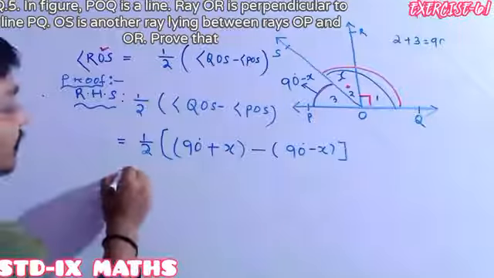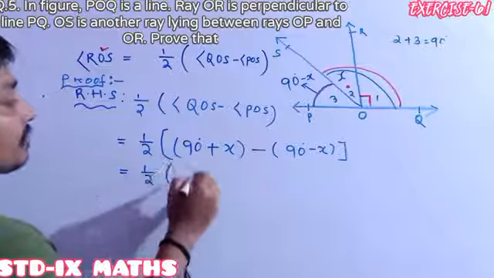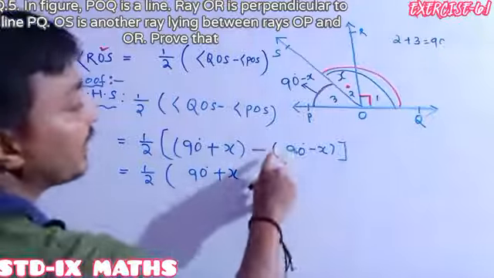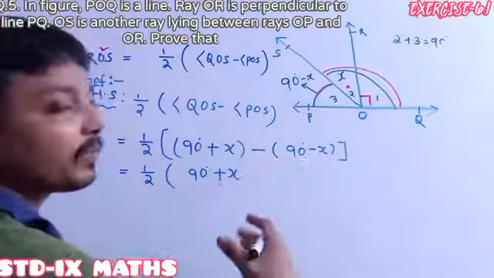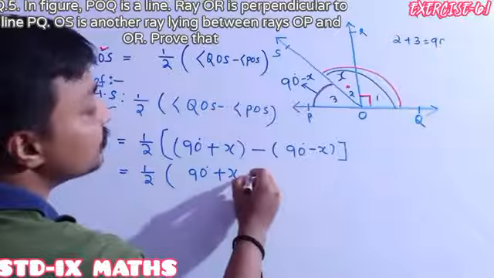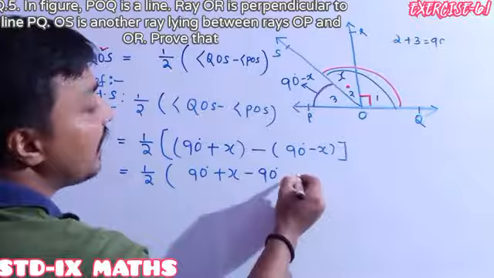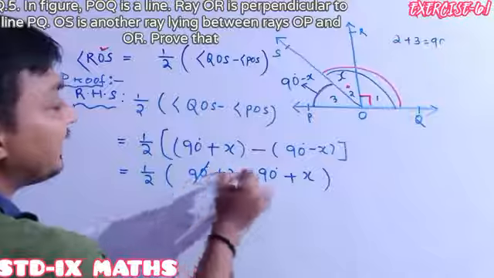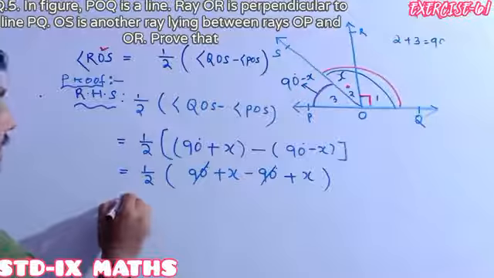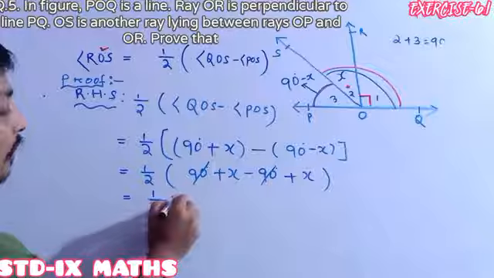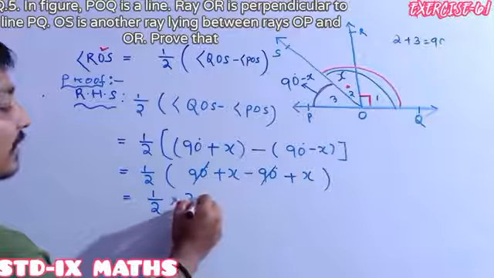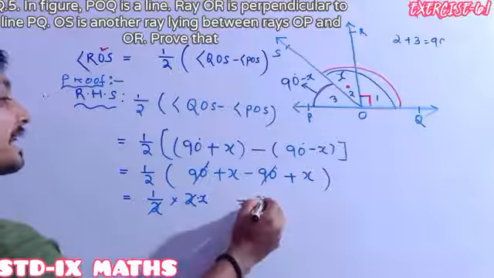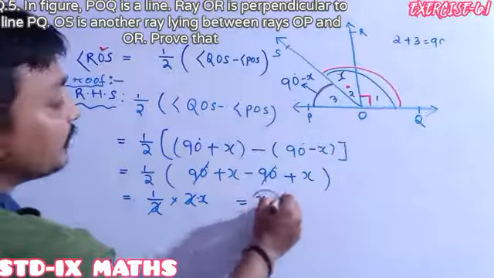Which implies 1 by 2. So first we have to open the bracket, 90 degrees plus x. On opening the bracket, minus will enter, which means the sign of each term will be changed. So this becomes 90 degrees minus 90 degrees, and this becomes plus x. See, plus 90 and minus 90 will be cancelled, and here you will write 1 by 2 of x plus x, which becomes 2x. The 2 will be cancelled, which gives us x.